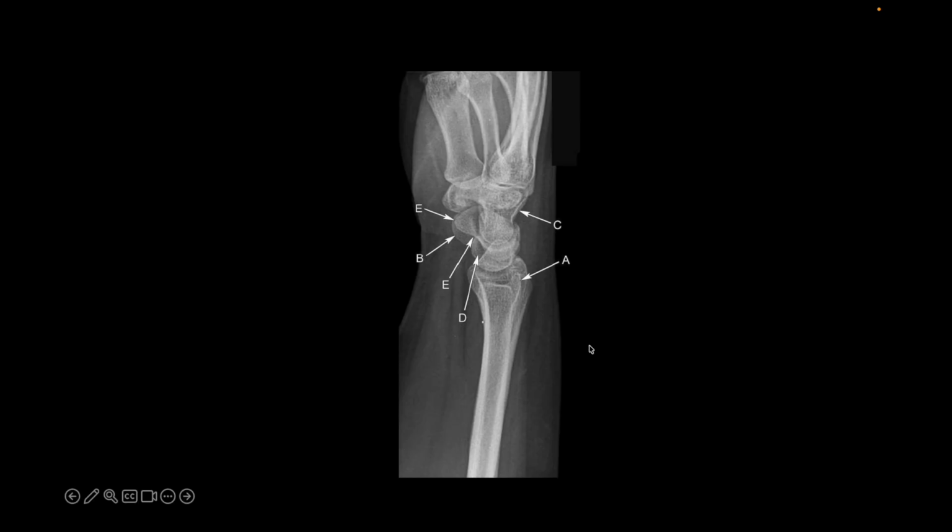So let's now look at a lateral view of the wrist. The most important thing to do is orientate yourself. This is the volar margin, and this is the dorsal margin of the wrist. Volar basically means palmar, so this is the palm of the hand, this is the back of the hand. This is an area which can be quite confusing. So you've got a couple of overlapping bones here.